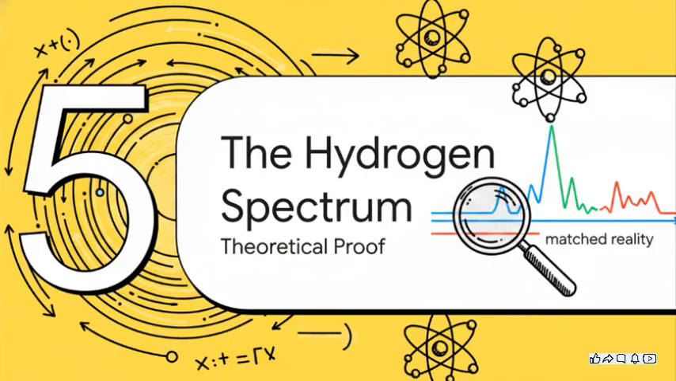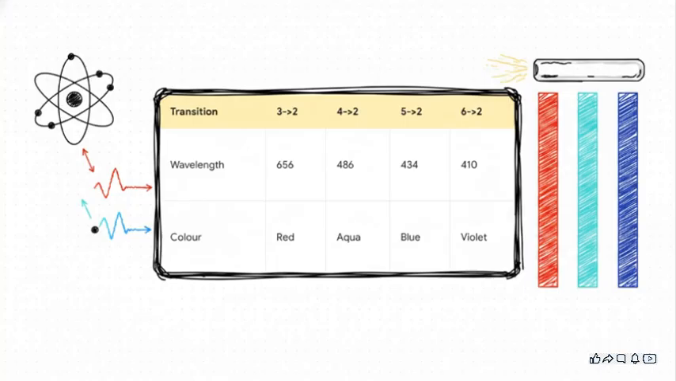Chapter 5. The Hydrogen Spectrum. Time for the proof. If this sounds like crazy abstract math to you, you're not alone, but it actually perfectly explained a real-world mystery. When you heat hydrogen gas, it emits light, but only in very specific colors called the Balmer series. Look at this data.